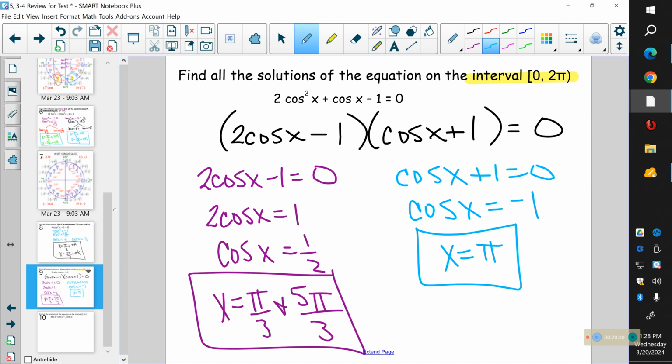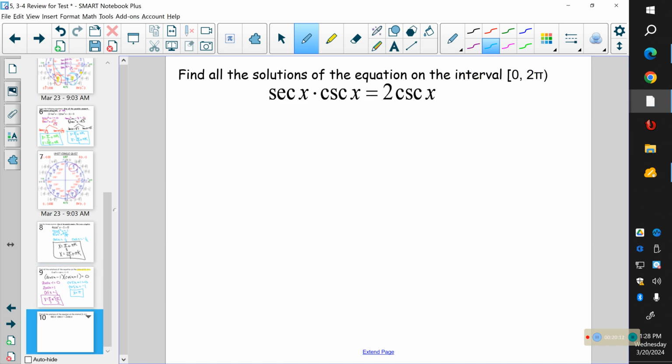Okay, what about this one? What do I do here? Terms of sine, cosine. No, thank you. Bring the 2 cosecant over. Set it equal to 0, so make this the secant of x times the cosecant of x minus 2 cosecant of x is equal to 0.